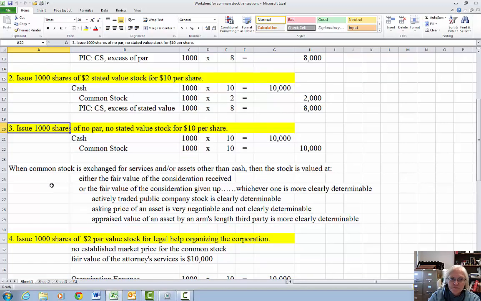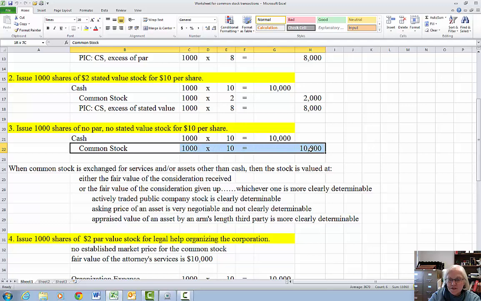Third example, we're going to issue another 1,000 shares of no par, no stated value stock for $10 per share. Notice we do not have a paid-in capital account now, because every single penny that is collected is deemed to be legal capital, and it all gets credited to common stock. So you debit cash, credit common stock for the $10,000, and you're good to go.